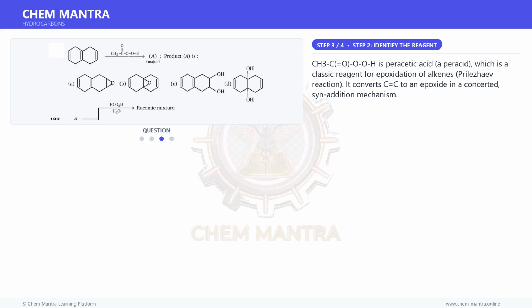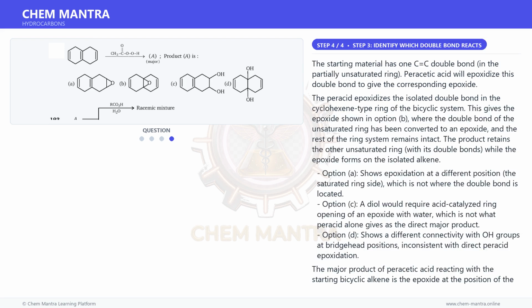CH3C=O-OH is peracetic acid, a peracid, which is a classic reagent for epoxidation of alkenes, the Prilezhaev reaction. It converts C=C to an epoxide in a concerted syn addition mechanism. And for the final step, the starting material has one C=C double bond in the partially unsaturated ring. Peracetic acid will epoxidize this double bond to give the corresponding epoxide.